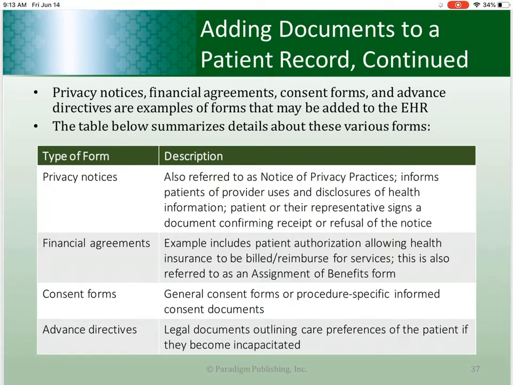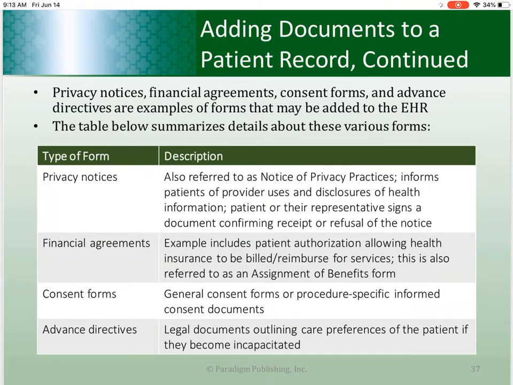All right, then we have our financial agreements. An example of a financial agreement that may be attached to a patient's EHR is the Assignment of Benefits form. The Assignment of Benefits form is an authorization by the patient to allow his or her health insurance or third-party provider to reimburse the healthcare facility directly.